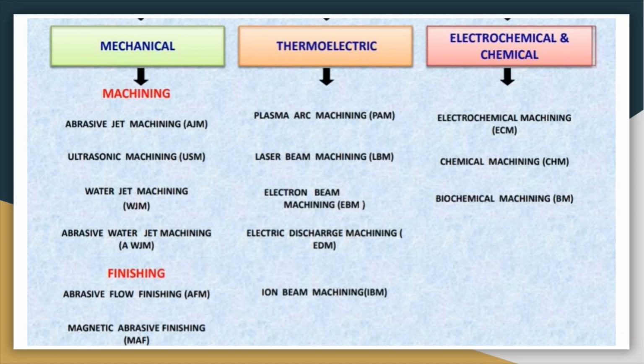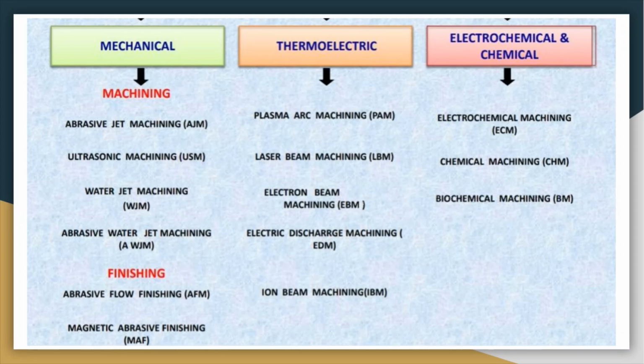Now look at this slide. Our non-conventional processes are divided into mainly three categories. First is the mechanical. Under mechanical, we have different machining processes. In that, abrasive jet machining, water jet machining, abrasive water jet machining, ultrasonic machining. Also, there are some finishing processes: abrasive flow finishing, magnetic abrasive finishing. So these are the mechanical energy based processes.